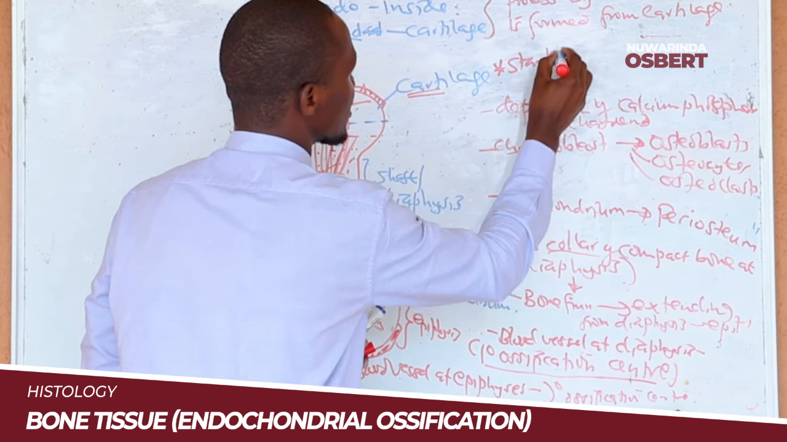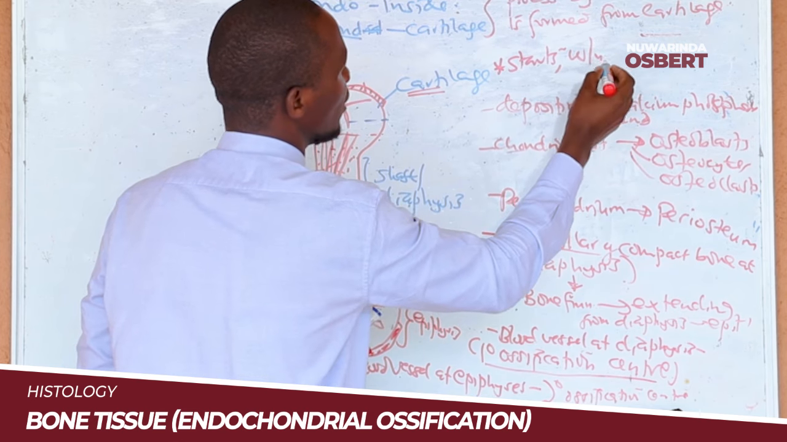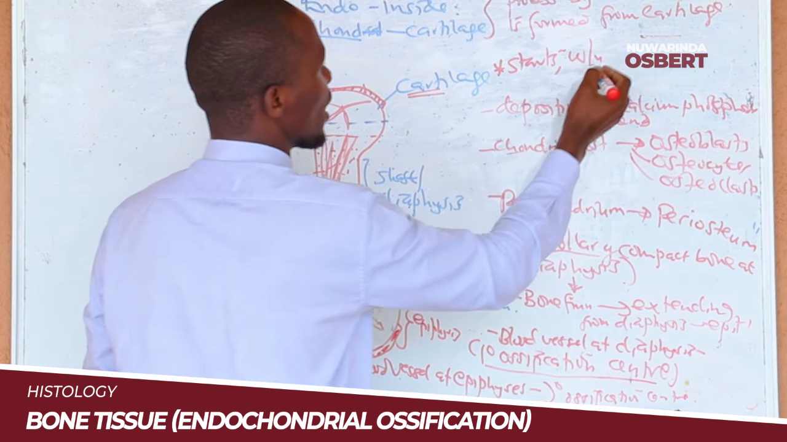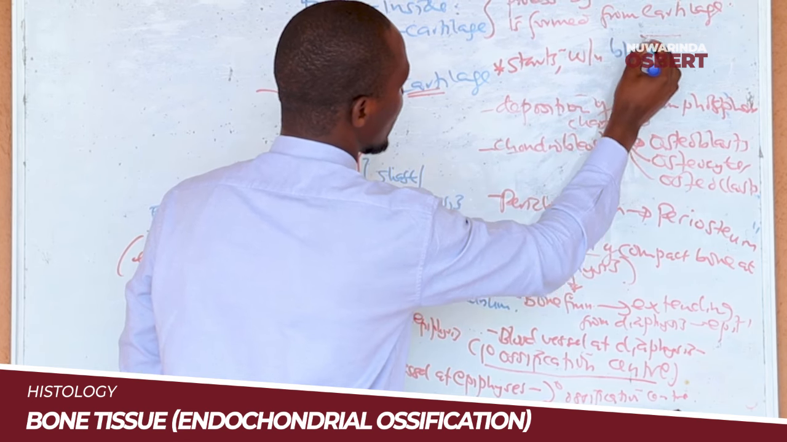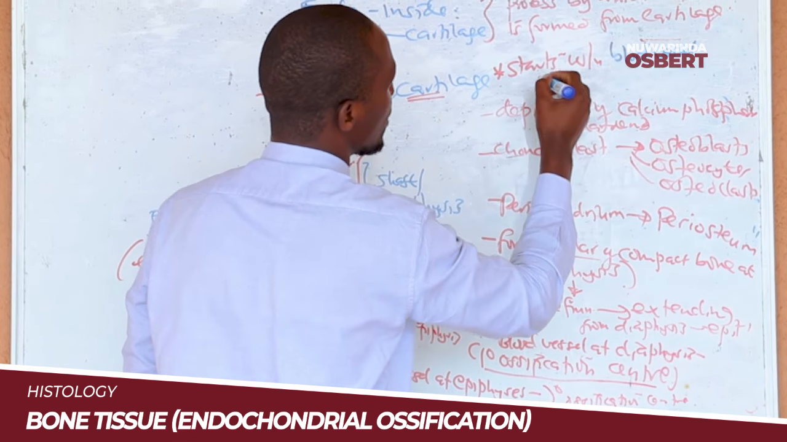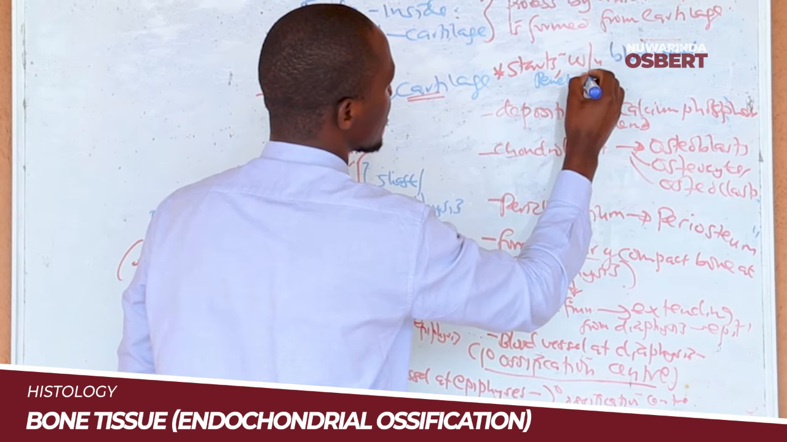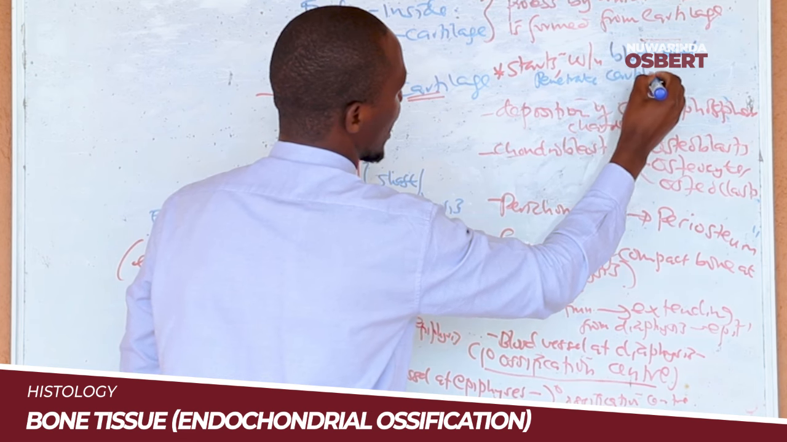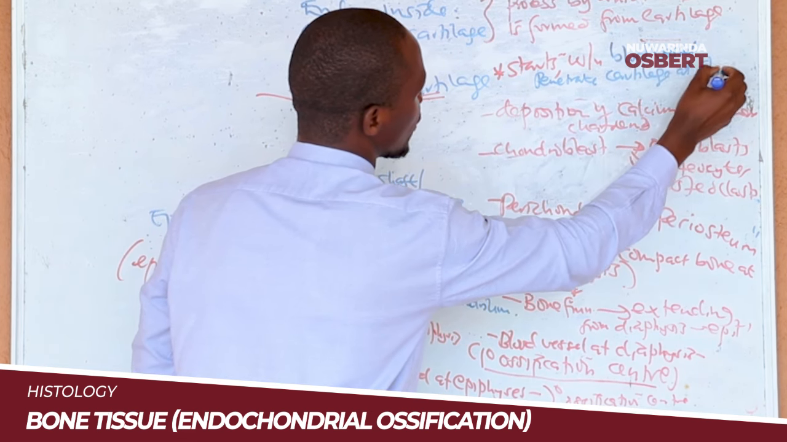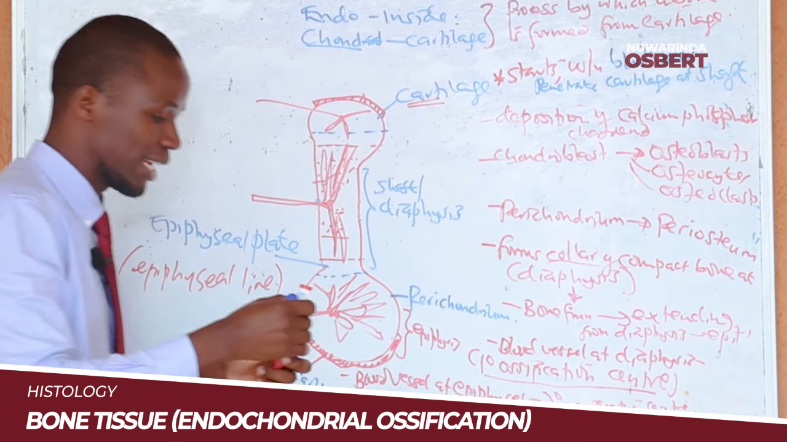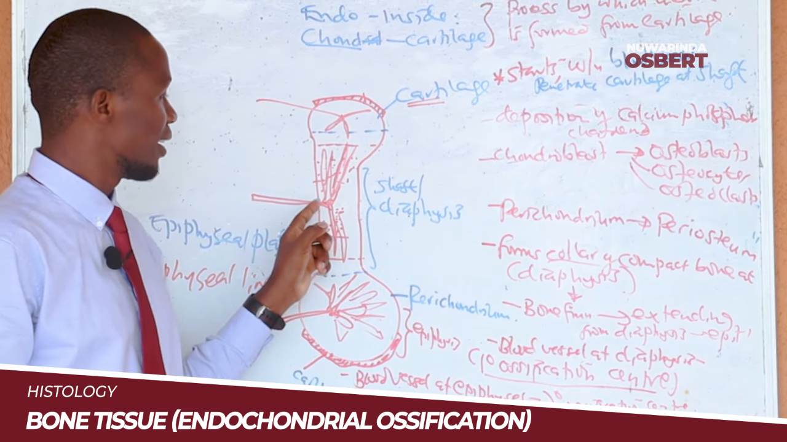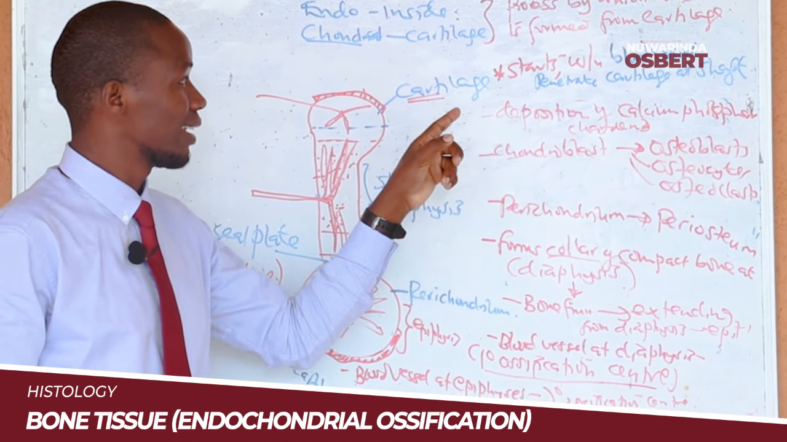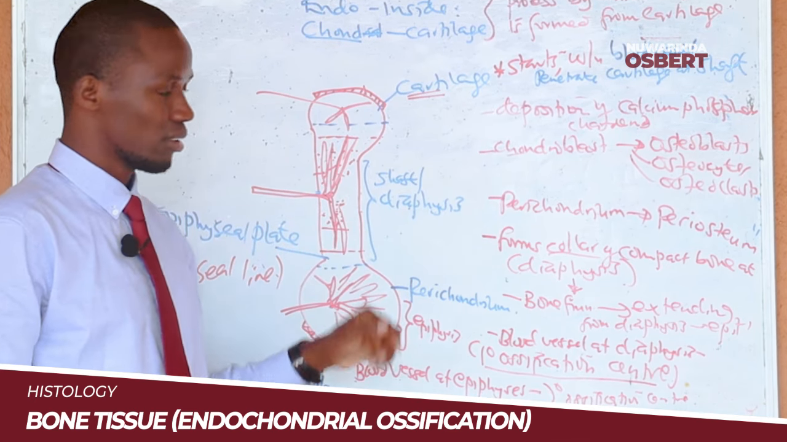Then you come and say, the process of endochondral ossification starts, especially for the longer bones, when a blood vessel penetrates the cartilage model at the what? At the shaft, or what you also call the diaphysis. So when the blood vessel penetrates the cartilage model at the shaft, what happens?